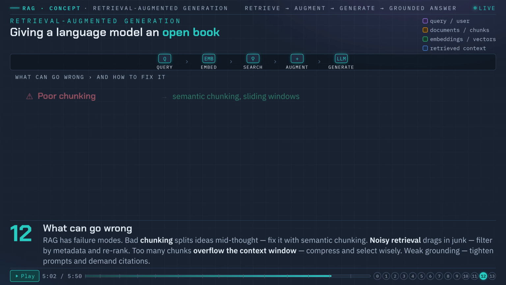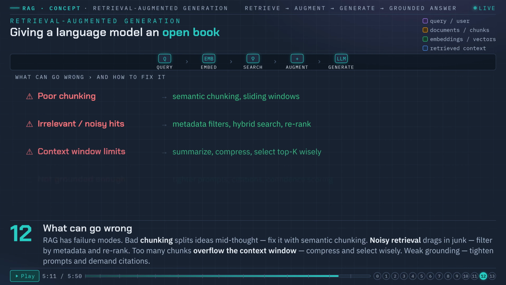RAG isn't magic, and it has failure modes too. Clumsy chunking can split an idea in half. Semantic chunking helps. Noisy retrieval drags in irrelevant text, so filtering by metadata and re-ranking helps. Too many chunks can overflow the context window. Compress and choose the top K wisely. And if answers still aren't grounded, tighten the prompt and demand citations.